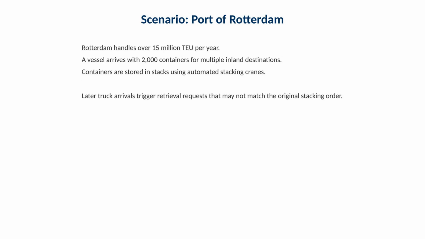Consider Rotterdam, handling over 15 million 20-foot equivalent units per year. In the scenario, a vessel arrives with 2,000 containers for multiple inland destinations, and the yard stores them using automated stacking cranes. Later, truck arrivals trigger retrieval requests that may not match the original stacking order. That mismatch is the root cause of reshuffling. The container you need now may be under containers you will need much later.